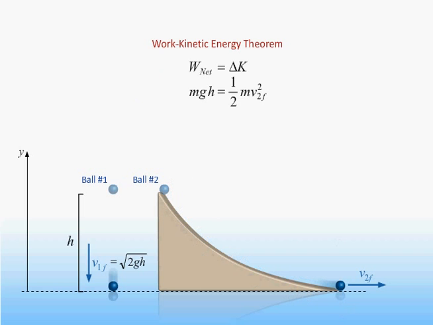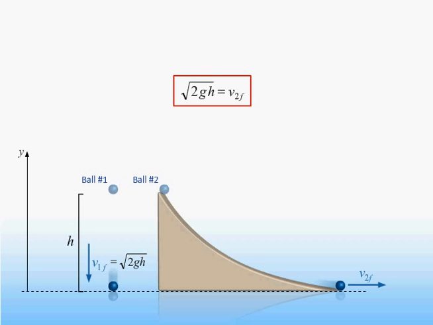Applying the work kinetic energy theorem, we see that the final speed of the skidding ball is just equal to the square root of 2gh, the same as the final speed for the dropped ball. We will close this pre-lecture with a discussion of two more examples of the work done by conservative forces.